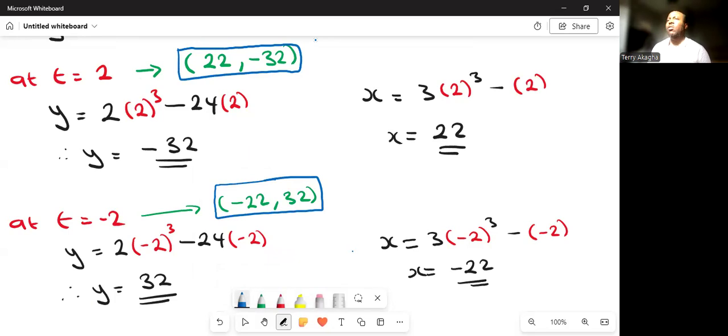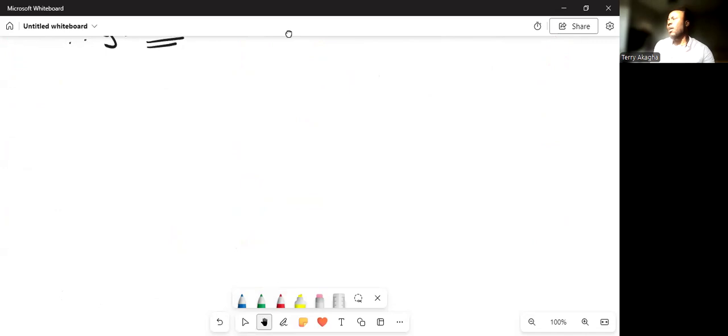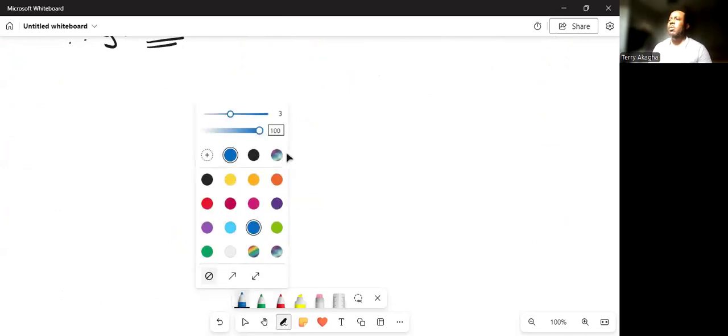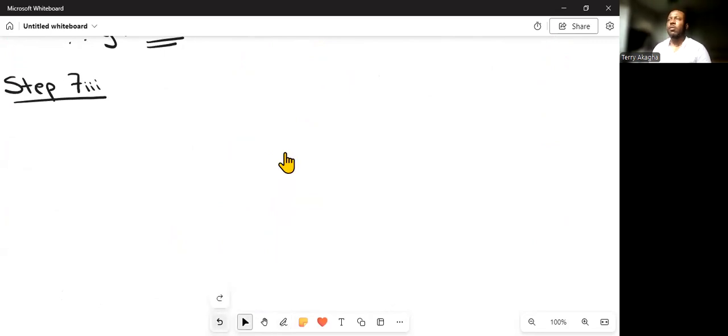So the next thing, step 3, we need to find the second derivative. Okay, so we have to do the second derivative. I've talked about that earlier. So the second derivative, that is step 7.3. Step 7, I. So we need to find the second derivative.